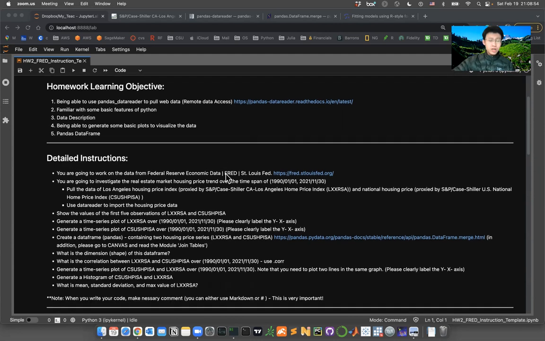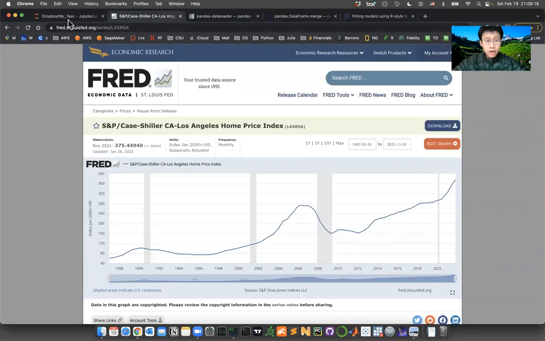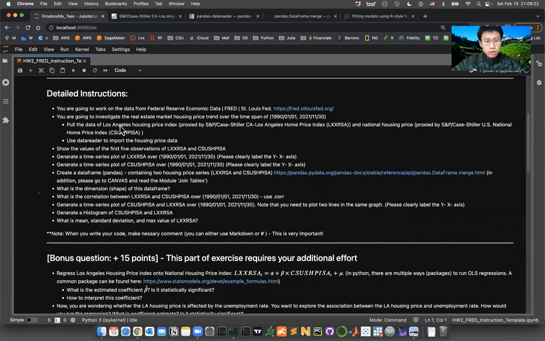Okay, so specifically, this exercise is related to the housing market. So we are going to extract housing price data from something called FRED, the Federal Reserve Economic Data Center. I have the official website posted here. It's something like this. What we are going to do is investigate the real estate market housing price trend over the time span of 1990 to the end of last year.